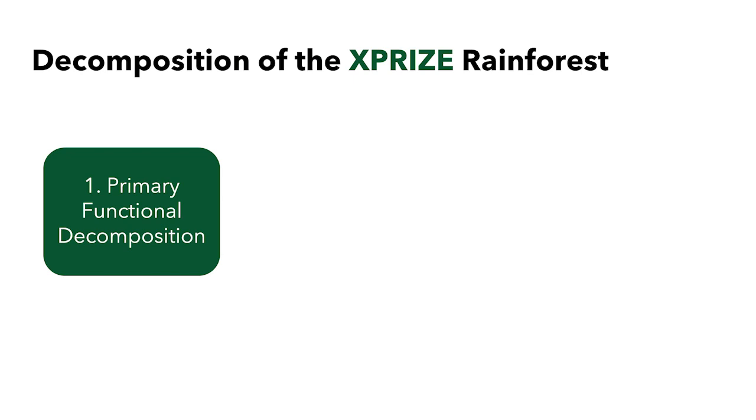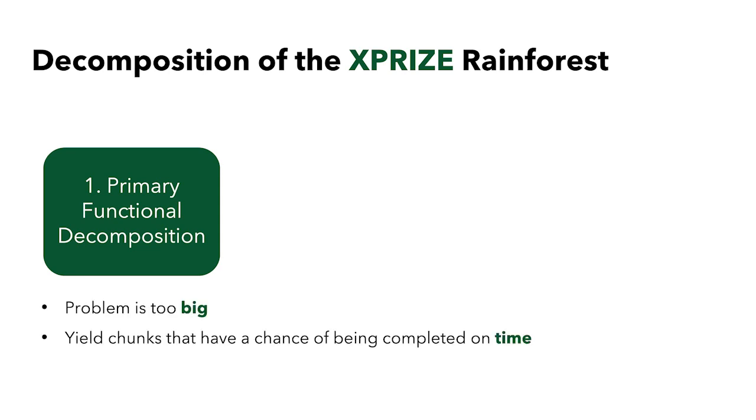Because the X Prize is a huge challenge, we need to break it up into manageable pieces by doing a primary decomposition. We need this primary decomposition to yield chunks that have a chance of being done by the first round of the competition in early 2023. It's now 2021.